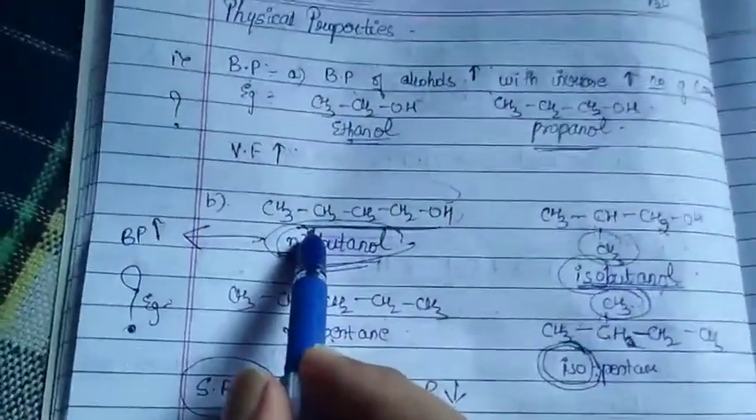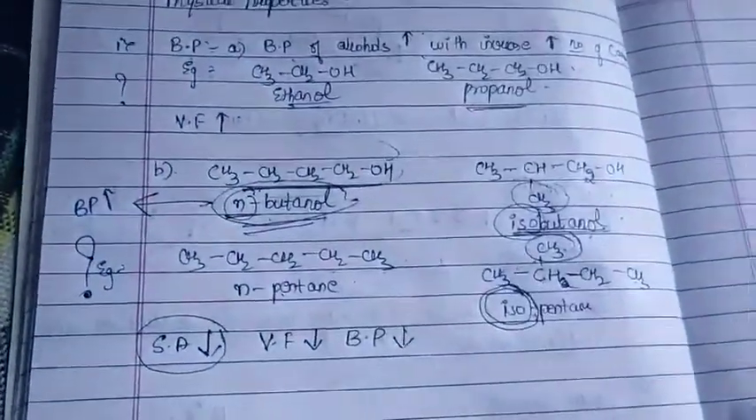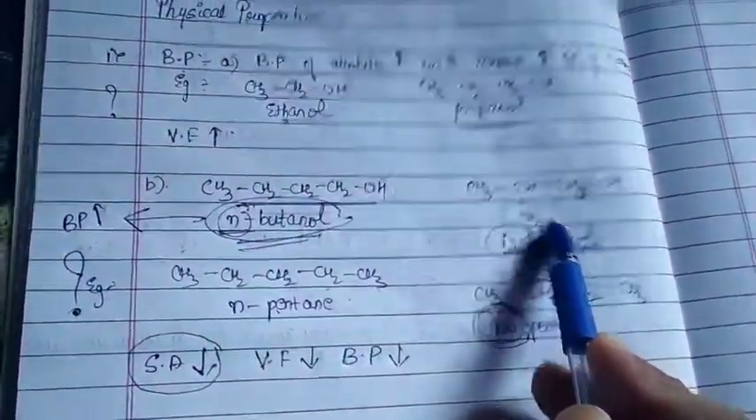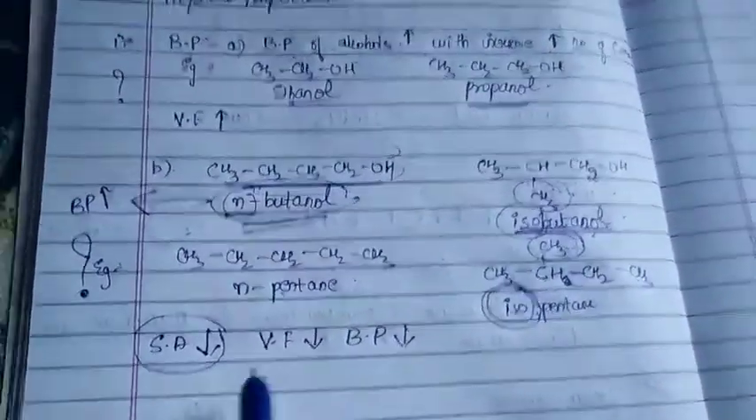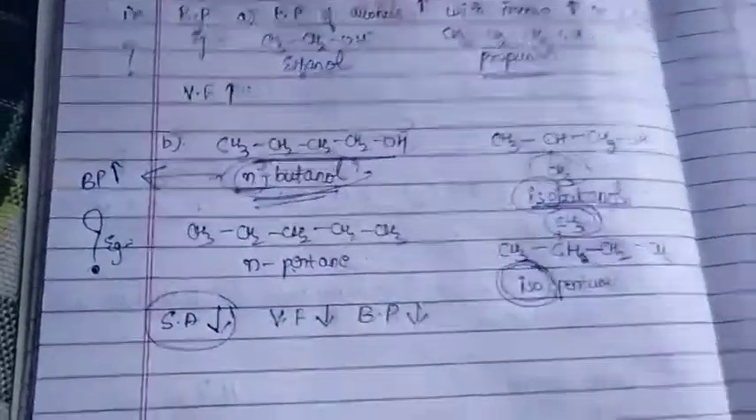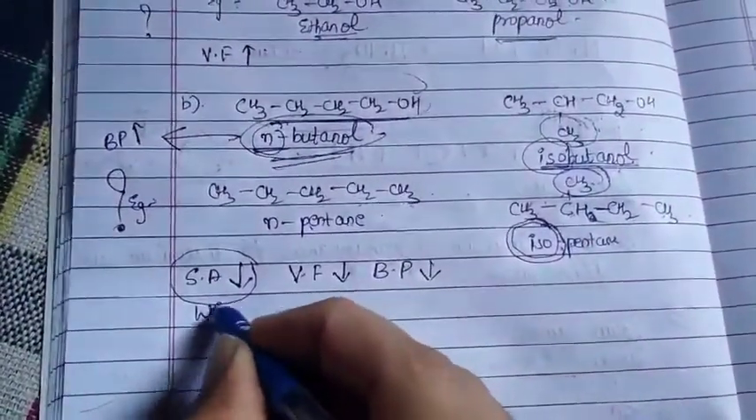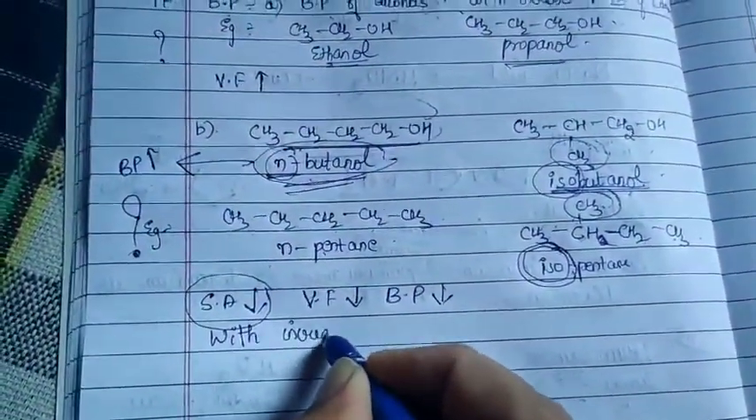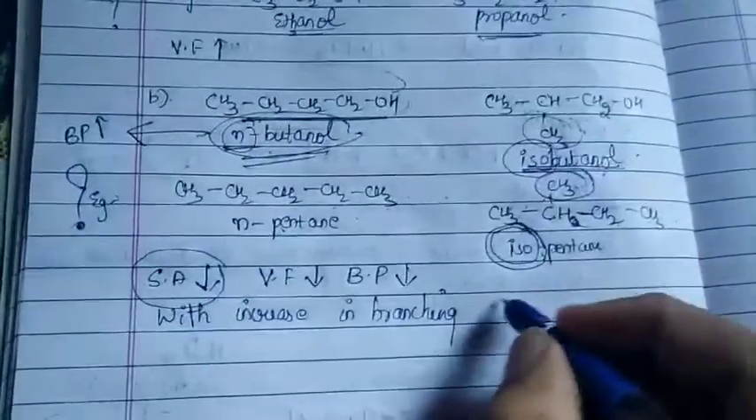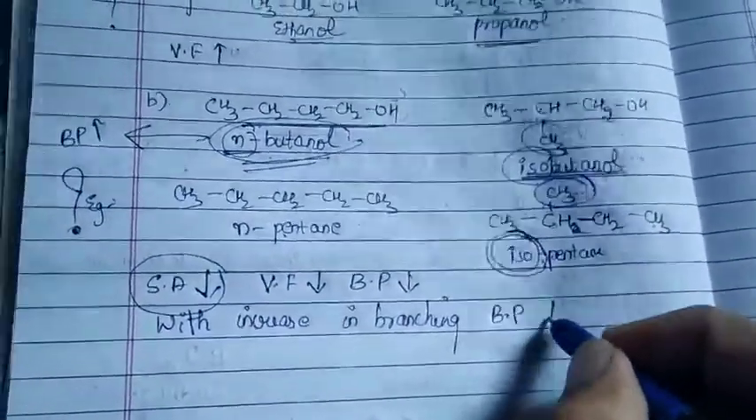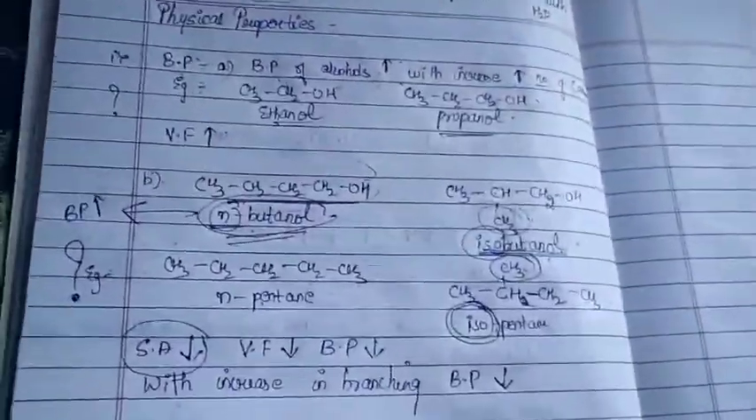Since there is no branching, the van der Waals force will be higher, and the boiling point will be higher. But in isobutanol we observe that there is branching. Due to the presence of branching, the surface area decreases, the van der Waals force decreases, resulting in a decrease in the boiling point. So what we can say is, with an increase in branching, the boiling point decreases. So we have come to two important points with respect to the boiling point.